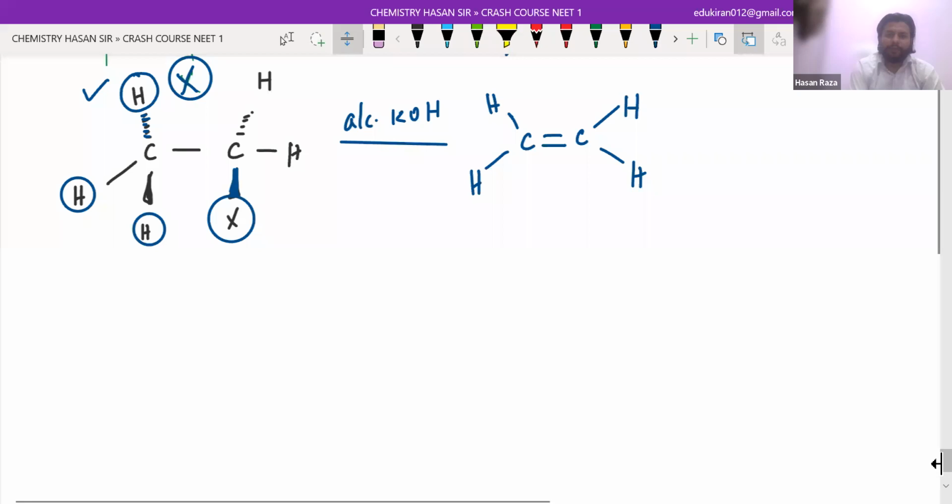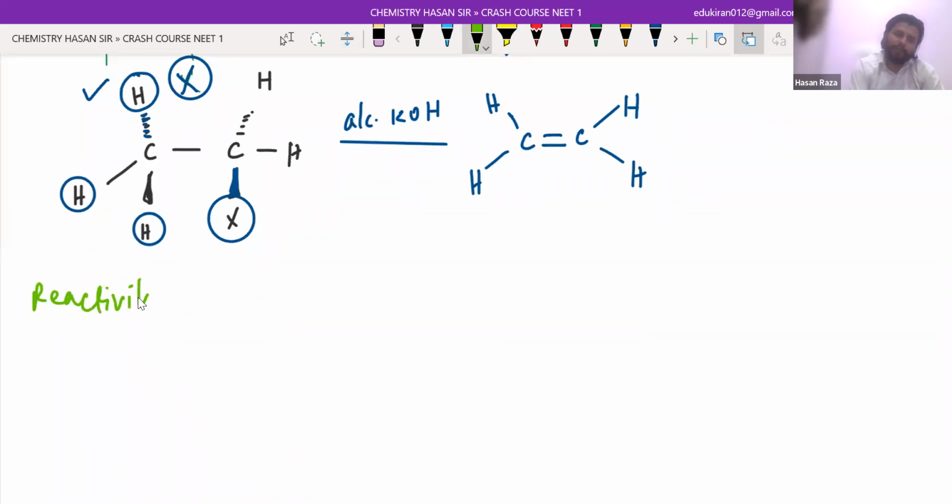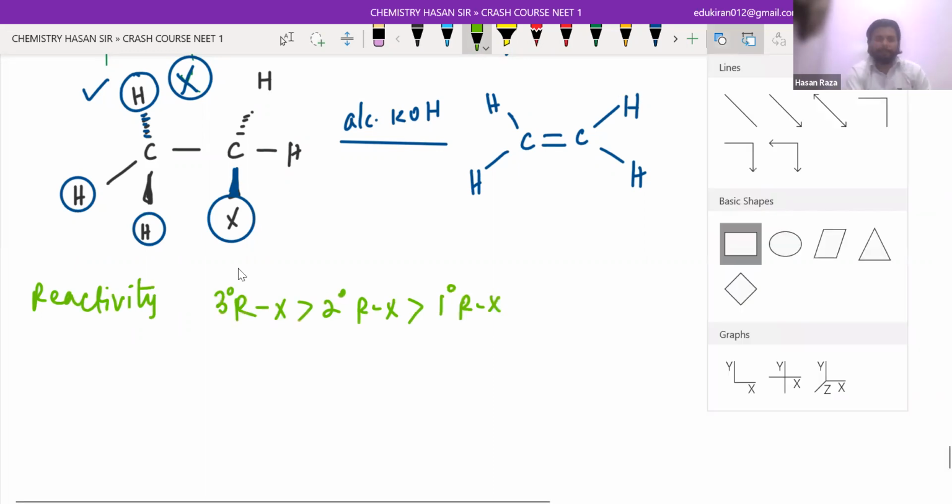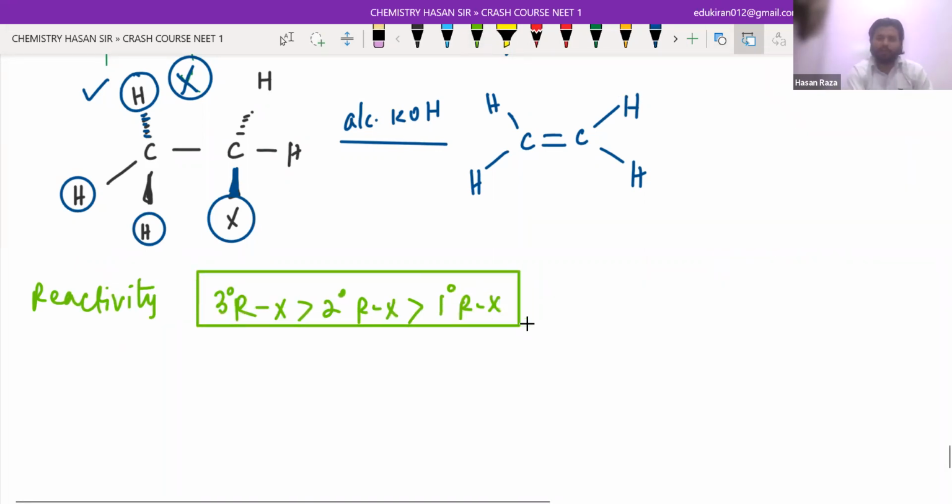Now see, if you are going for reactivity, again formation of carbocation takes place, and here 3 degree RX, then 2 degree RX. Whenever formation of carbocation takes place, 3 degree will be more reactive, since it is stable, that's why it is more reactive. Is that clear? Can I change the slide?